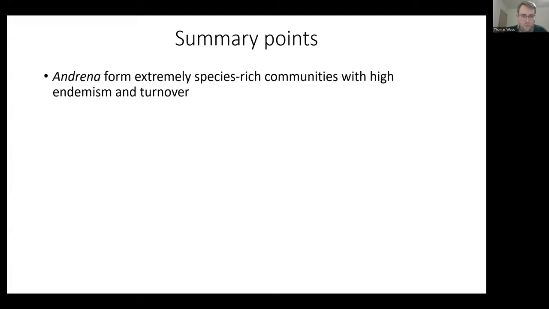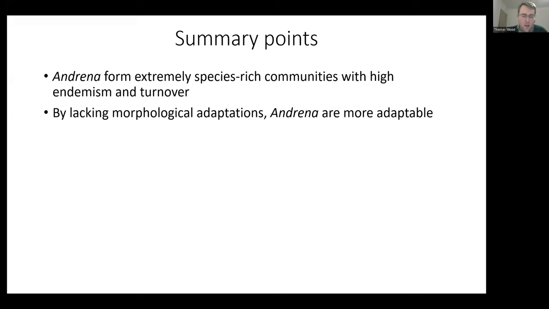So to sum up some of these points, which I hope I've articulated and given you some food for thought, dealing with this genus, Andrena form these extremely rich species communities with high endemism and turnover, resulting from their ability to adapt themselves to the local environment. I would argue, because they lack morphological adaptations, this has made Andrena in evolutionary time more adaptable. They've been able to change their phenology and change the host plants they're using because they're not adapted to them. They can therefore switch more rapidly and easily.